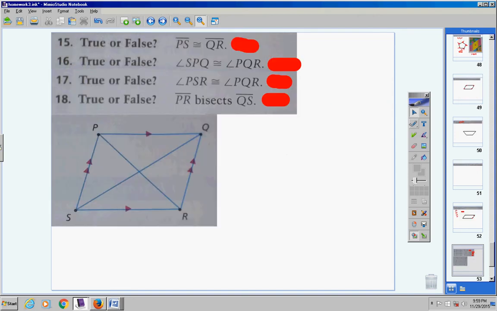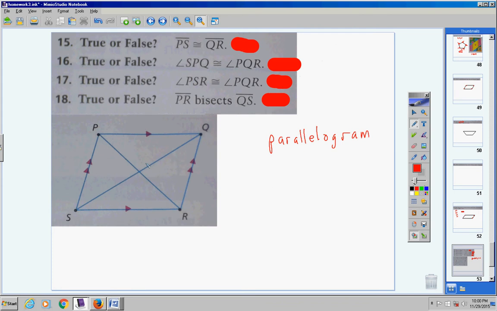Alright, 15 through 18, here we go. Now first of all, look at this figure they've given you. This side is parallel to this side, and this side is parallel to this side. So we know for sure that we have a parallelogram. I hope everyone sees that. That's really, really basic. If you have a quadrilateral in which both pairs of opposite sides are parallel, then you do have a parallelogram.